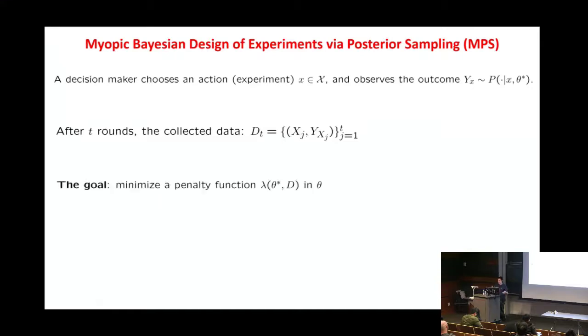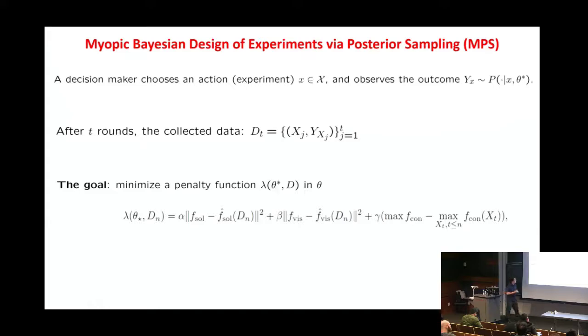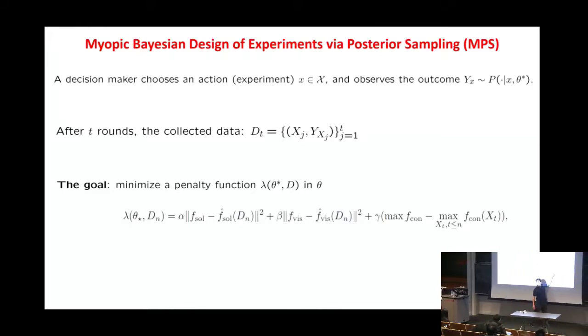And the goal is to minimize the penalty function that depends on the data set that you collected. It can have, for example, this kind of form: from the chemical experiments I run, I want to estimate the solvation energy of my mixture. I want to estimate the viscosity of my mixture. And I want to find the experiment that had maximum conductivity. So you have multiple goals here put together.